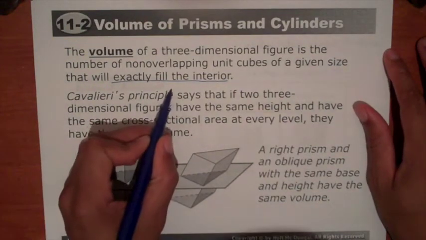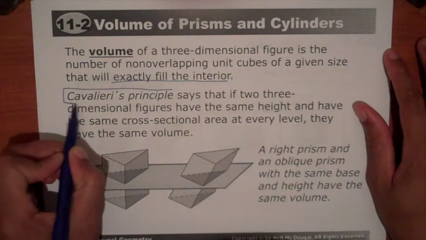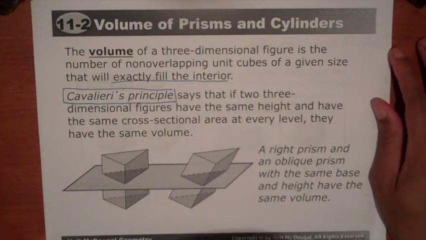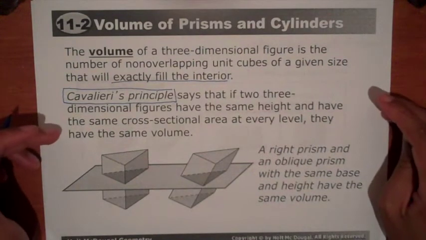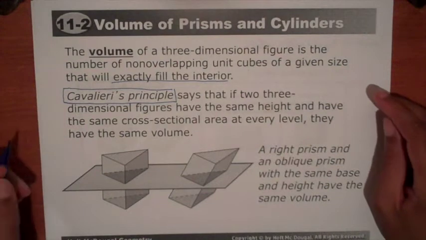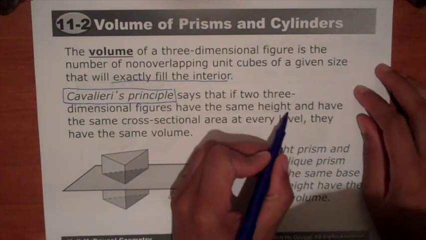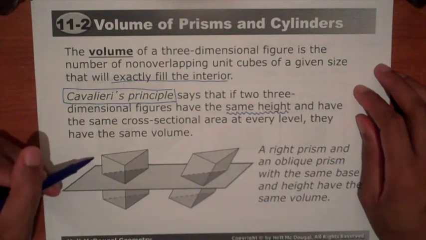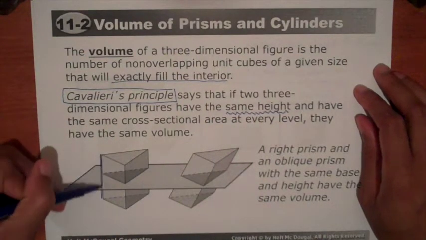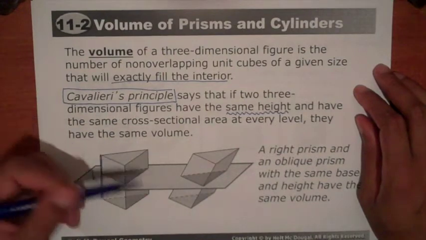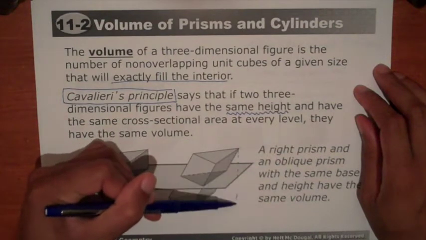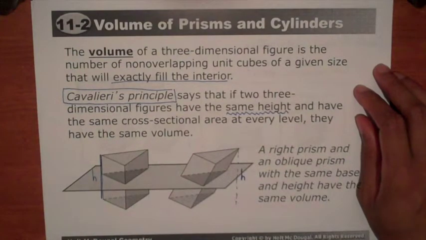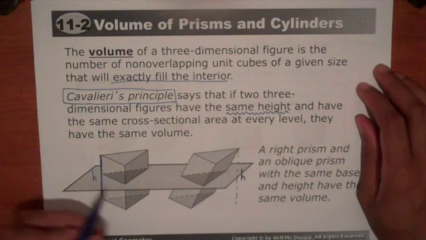And we have Cavalieri's principle. Okay? Cavalieri's principle says that if two three-dimensional figures have the same height, and the same cross-sectional area at every level, they have the same volume. So this principle says that if they have the same height, such as this height is the same as this height, and the two have the same area of the base, like the cross section.